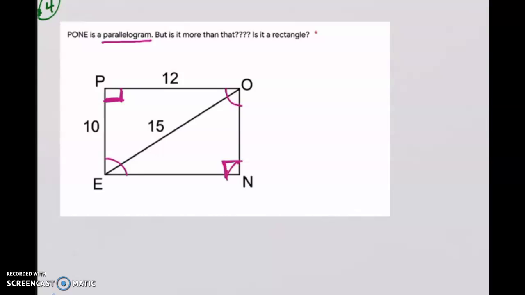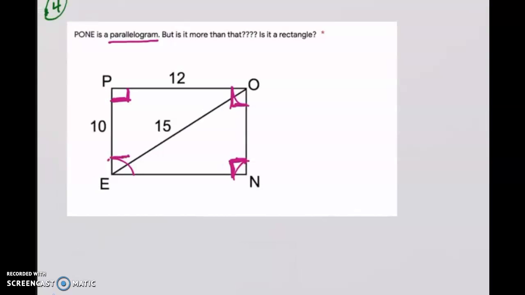90 degrees. And then I know consecutive angles are supplementary, so I can get this angle to be 90 degrees, and I can get this angle to be 90 degrees.